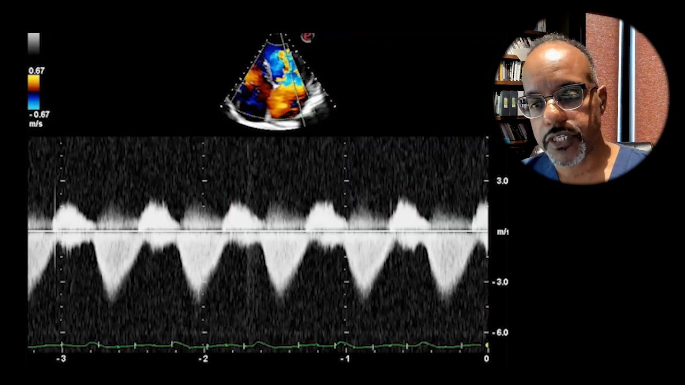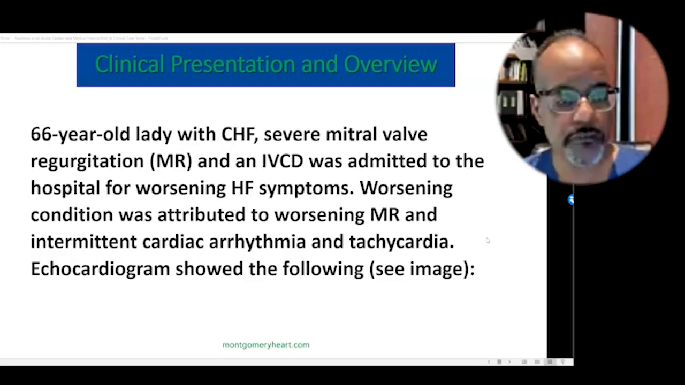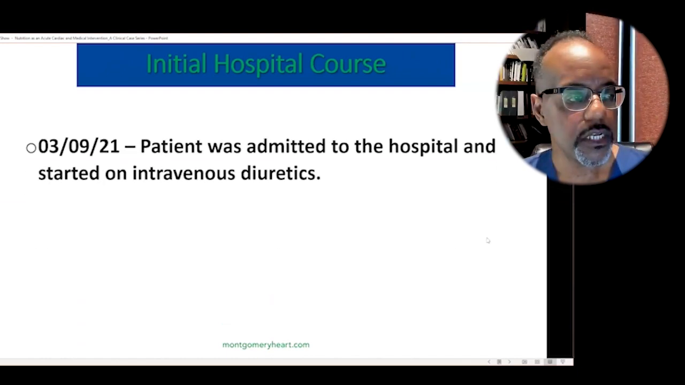And she had some restrictive impairment. So I'll stop my screen there. So now that you're all experts in reading echoes, we will go back to the presentation. But I want to give you a glimpse of what we're dealing with in terms of her cardiac condition.